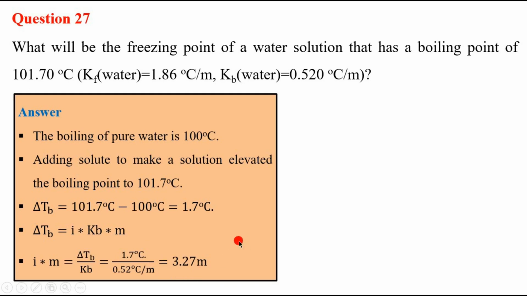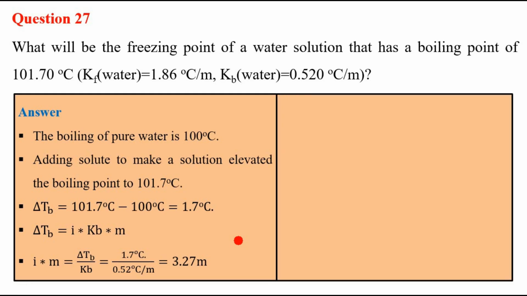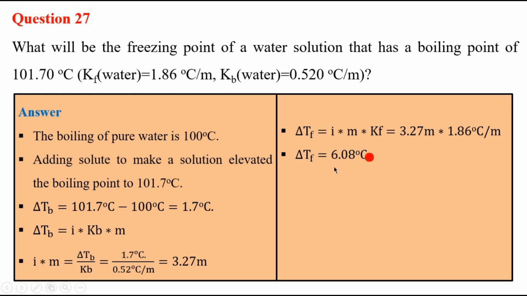After getting the molarity, then we can determine what they are asking, what will be the freezing point of water. In this case, the delta Tf is equal to i times the molarity times Kf. Then we replace the values, i will be equal to 1. We are replacing the m and this one. We get the delta Tf, which is equal to 6.08 degrees Celsius.